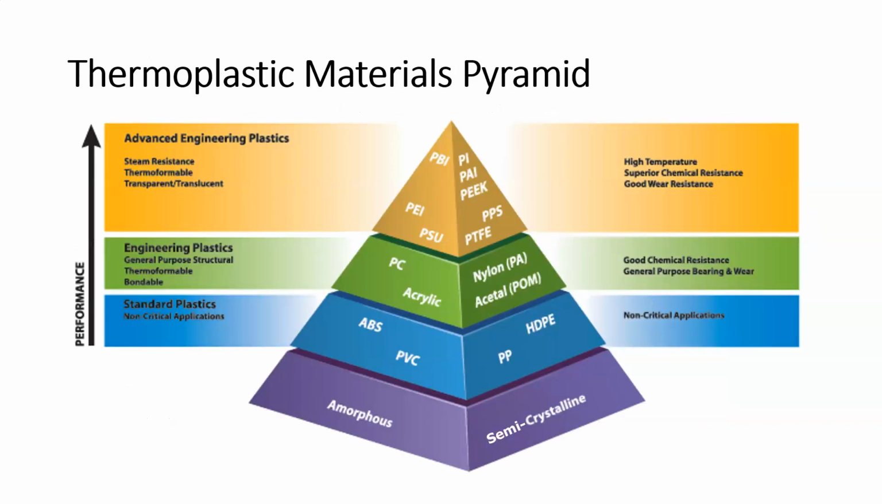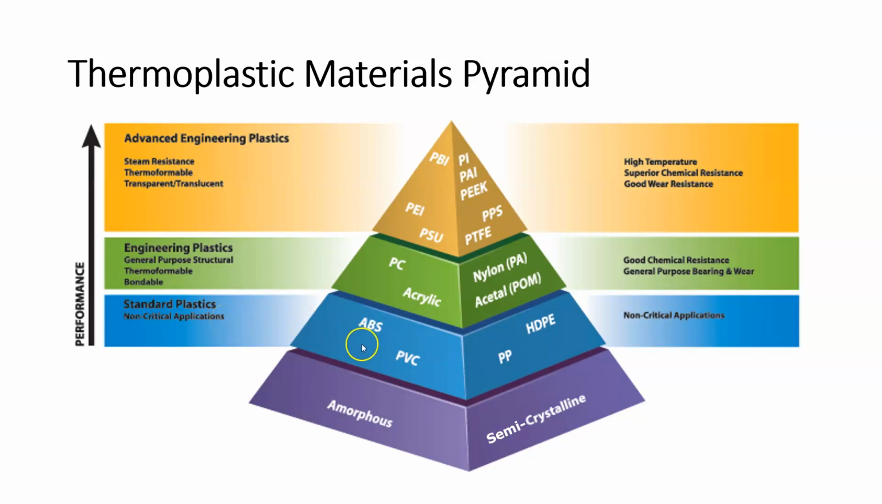Okay. So when we talk about the classification of thermoplastics, we can use this thermoplastics material pyramid. Down at the bottom, we have the most basic plastics. These are not the good engineering plastics. Those are at the top of the pyramid. So these are just kind of your bargain basement, dollar store kind of plastics. Above that, really, you have your standard plastics. And as the name says, these are for non-critical applications, right?